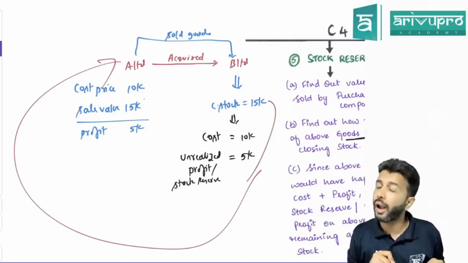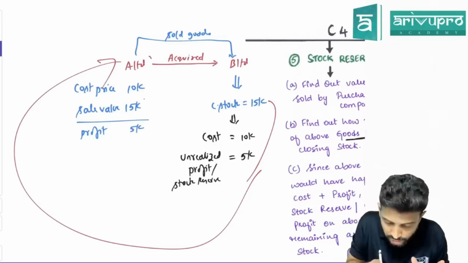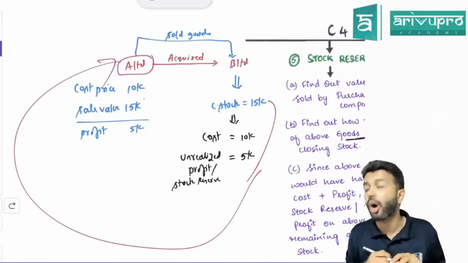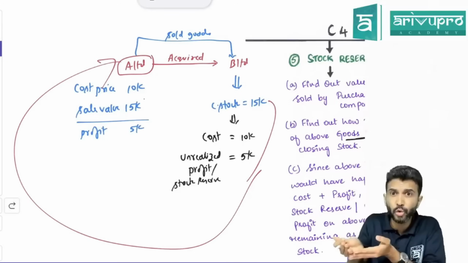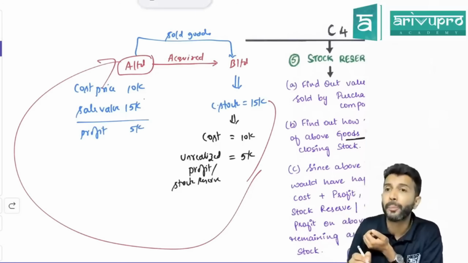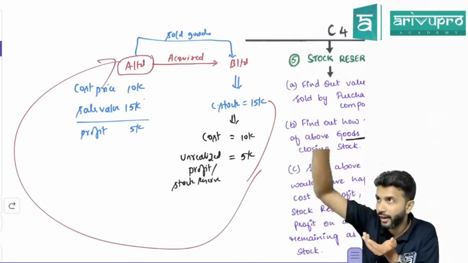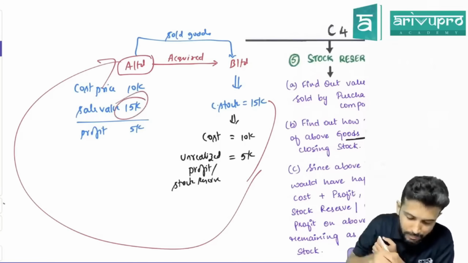Now, touch your heart and tell, is the value of closing stock from A Limited's perspective 15,000 or lesser? Because this is whose stock? Is this a new stock or belonging to A only? First, A only had sold this to B, no? Now it has come back to A only. Look at the circle of life. It went like this, and again came back to you only. So first you sold it for 15, again it came back to you.